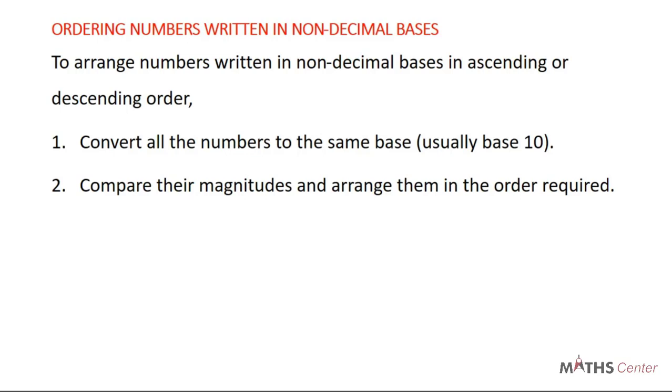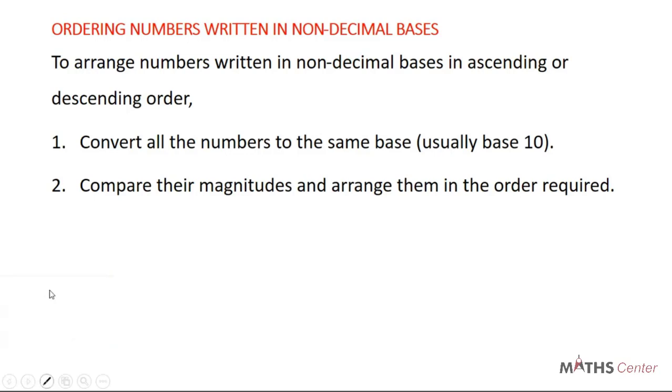So to arrange numbers written in non-decimal bases in ascending or descending order, the first thing you need to do is convert all the numbers to the same base. Now, since you are comfortable with handling numbers in base 10, it is always advisable to convert the numbers to base 10. Then from there, compare their magnitudes and arrange them in the order required. So after you've converted all the numbers to base 10, you can now easily recognize which one is the biggest or which one is the smallest. So you can arrange them depending on their magnitude, that is how big or small the numbers are.